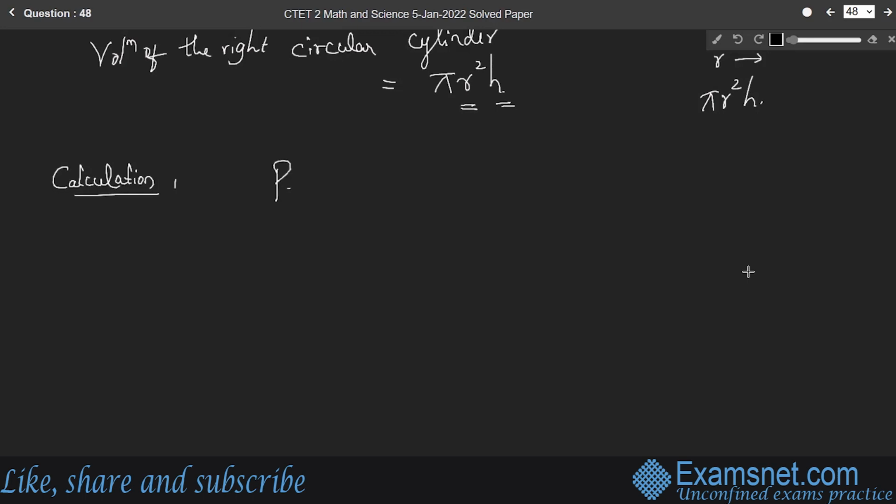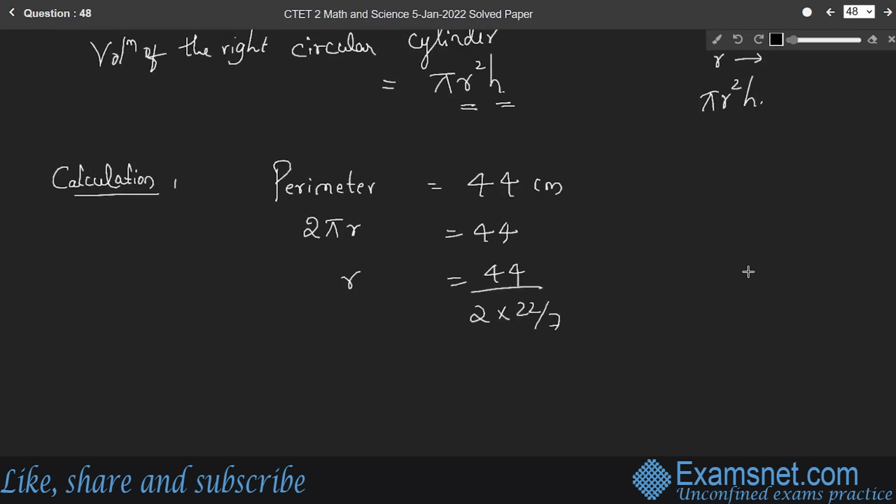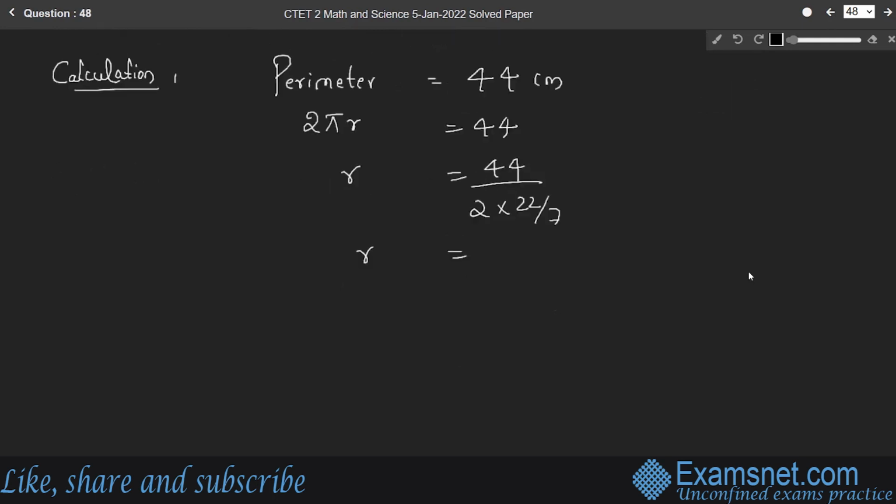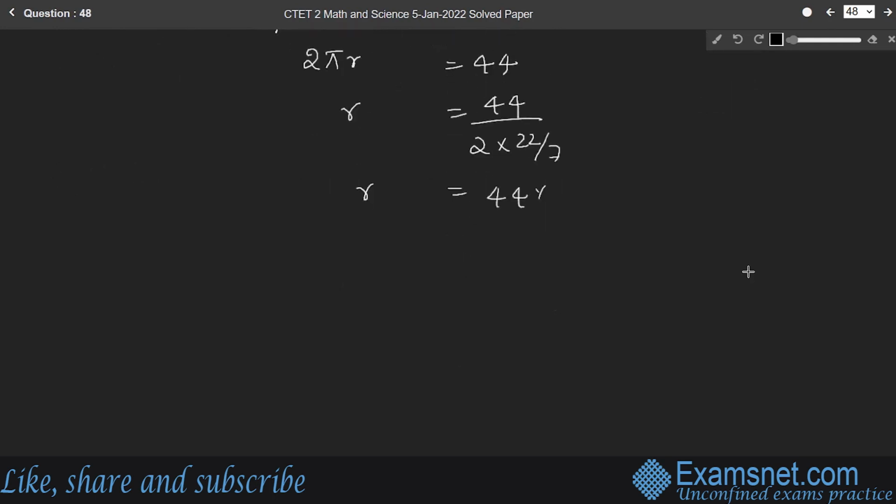So perimeter is equal to, what is the value of perimeter given? It is 44 centimeter. So formula is 2 pi r is equal to 44. Therefore, r is 44 divided by 2 into 22/7, which is 44 into 7 by 22 into 2, which is 7. Therefore, radius of the base of the right circular cylinder is 7 centimeter.